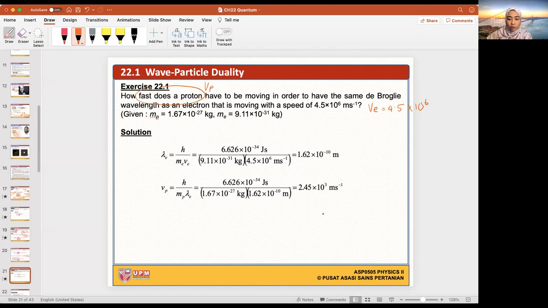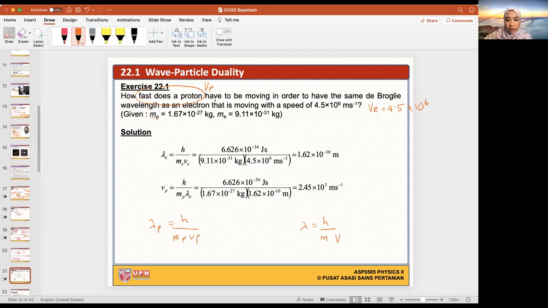So de Broglie's wavelength punya equation is lambda equals H over MV. Tapi nanti kita akan guna untuk photon and electron. So you can distinguish between those two by labeling it by lambda P. H is a constant, don't label it with P. MP, VP.